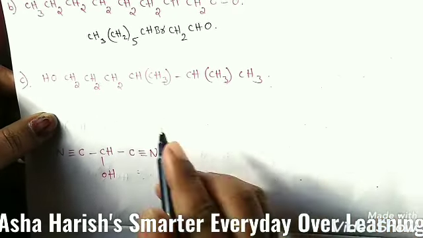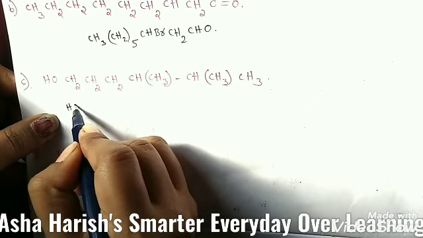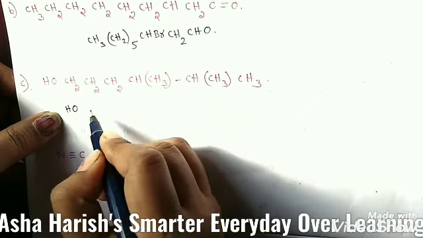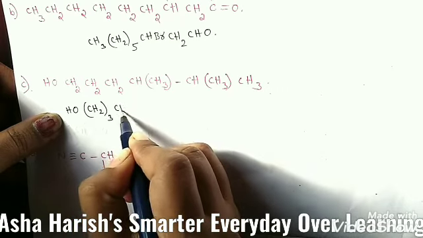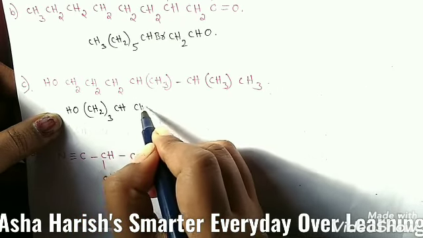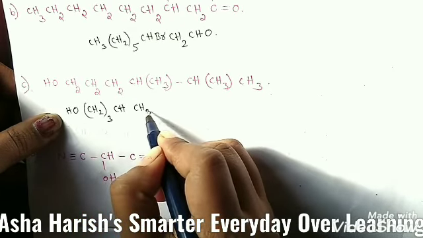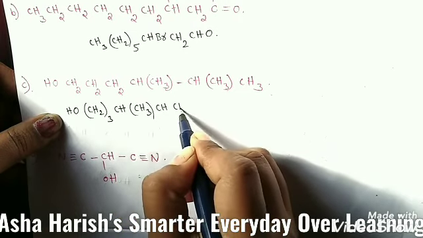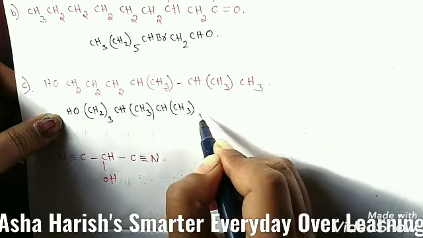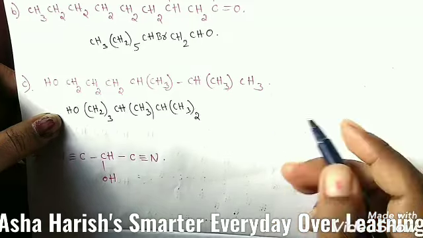And the next one is HO. Only one HO. CH2 groups are 3 here. So 3. Again CH, CH3. Okay, CH. This CH3, so twice. You can write like that.